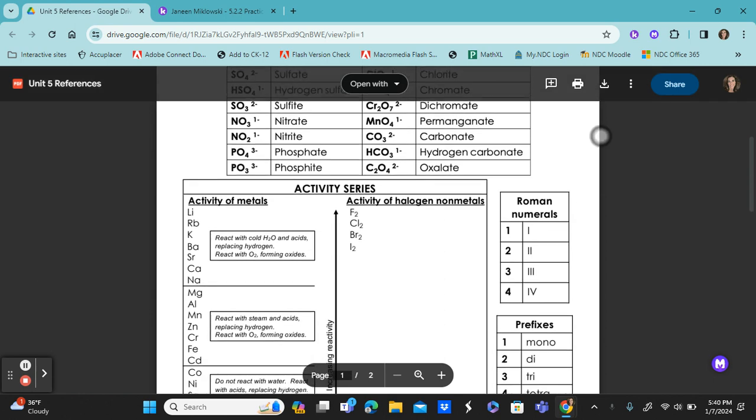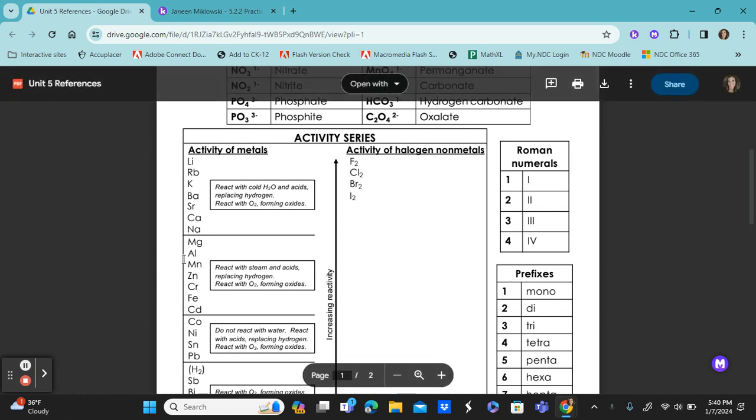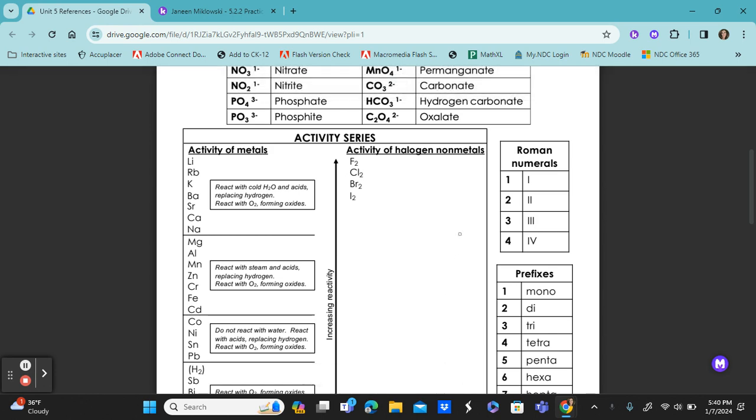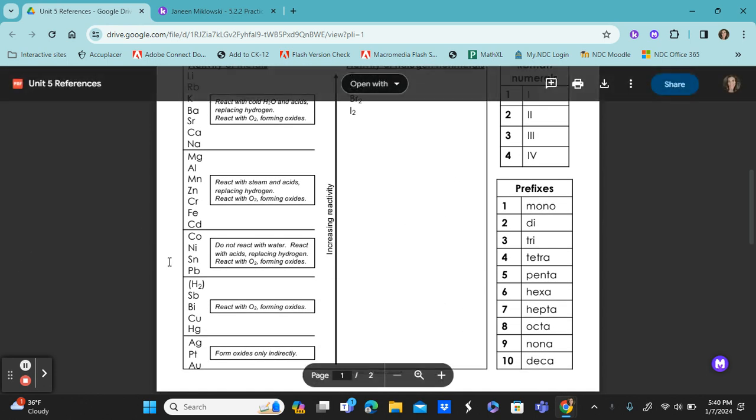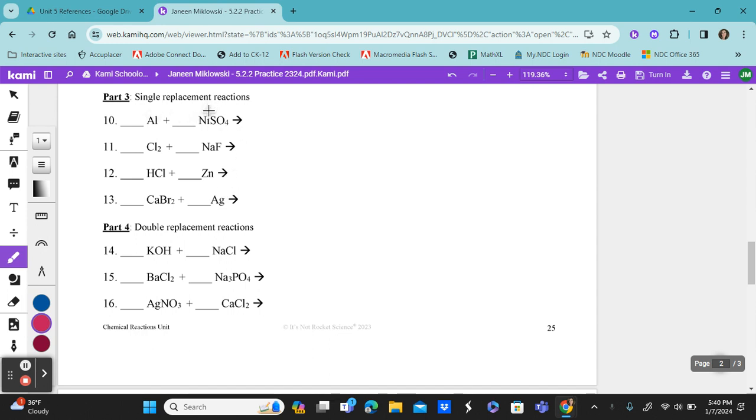So scroll down, let's say aluminum is right here. And remember, we're seeing if it is above nickel, and it is. Nickel's way down here, so that's going to happen. Aluminum is going to kick nickel out, so nickel's by itself. Now, when we combine aluminum and sulfate, we're not going to just write AlSO4.